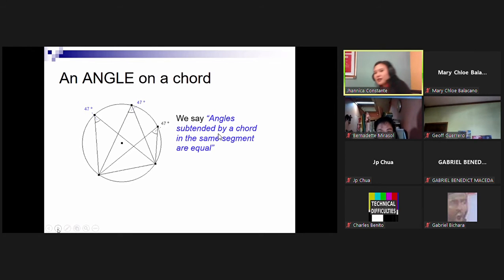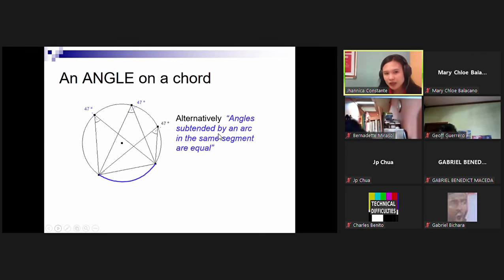So we say angles subtended by a chord in the same segment are equal. Angles subtended by an arc in the same segment are equal. So that's another property you can consider for looking at the measurement of an angle. If the angles, or the triangles that we have in the circle, are using the same arc, they have equal measurement of angle.